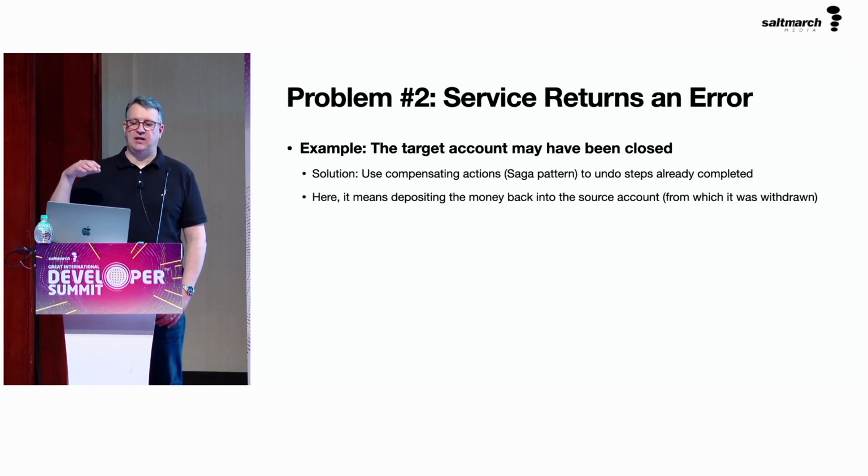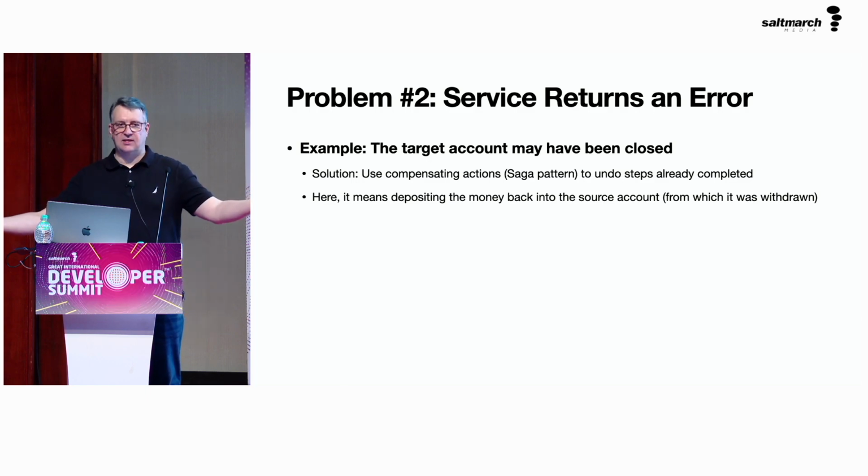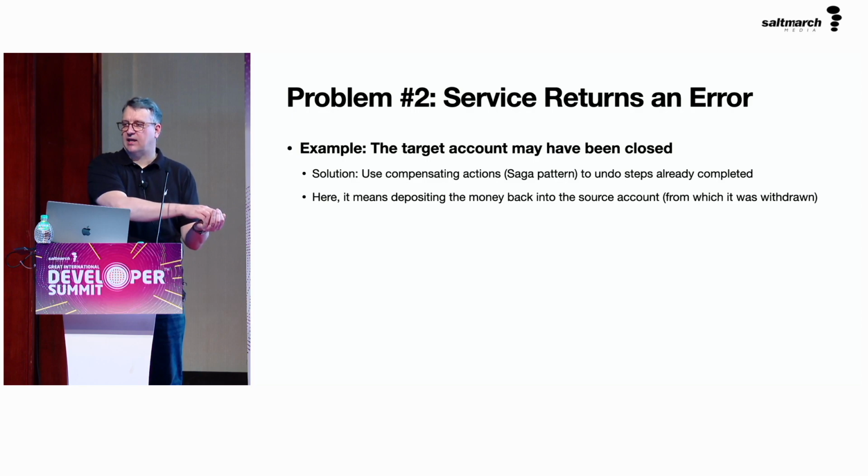And the next problem could be that we're calling the service, but the service returns an error. For example, you're trying to deposit money into an account, but that account is closed. So you can't put the money in there. So now the account balances are wrong because you've withdrawn money from one account. You can't put it into the other account. So you have to compensate this by putting that money back into the first account, effectively undoing that transaction. This is known as the saga pattern because you can't rely on a database transaction because potentially you have multiple databases. So that's the solution for that.